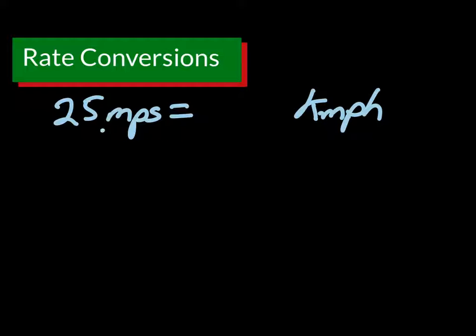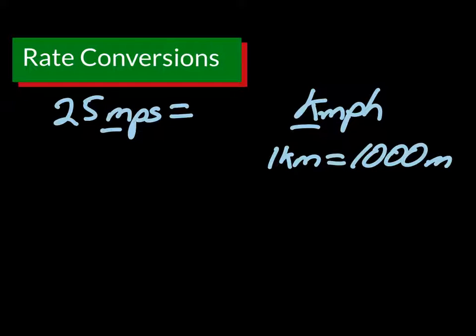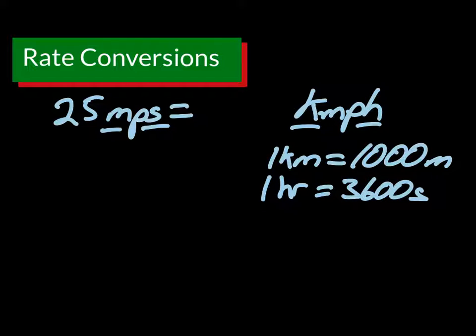So we're going to convert meters to kilometers, and we should know that 1 kilometer is equal to 1,000 meters. We're also going to convert seconds to hours, and we should know that there are 60 seconds in 1 minute and 60 minutes in 1 hour, and 60 times 60 is 3,600 seconds in 1 hour.